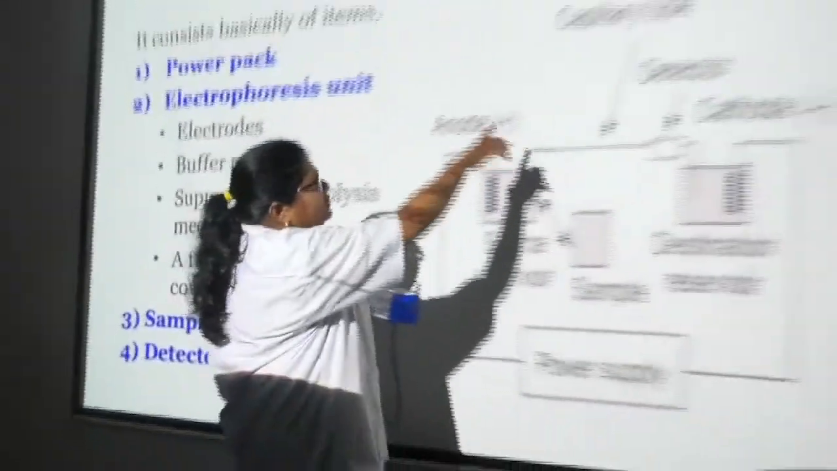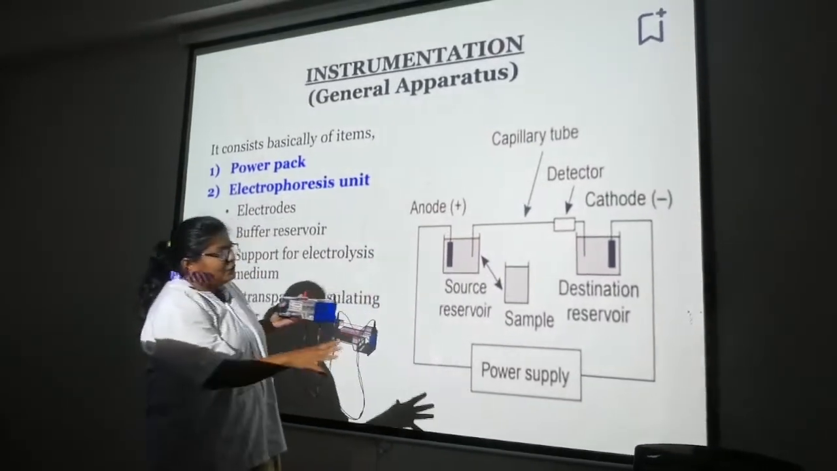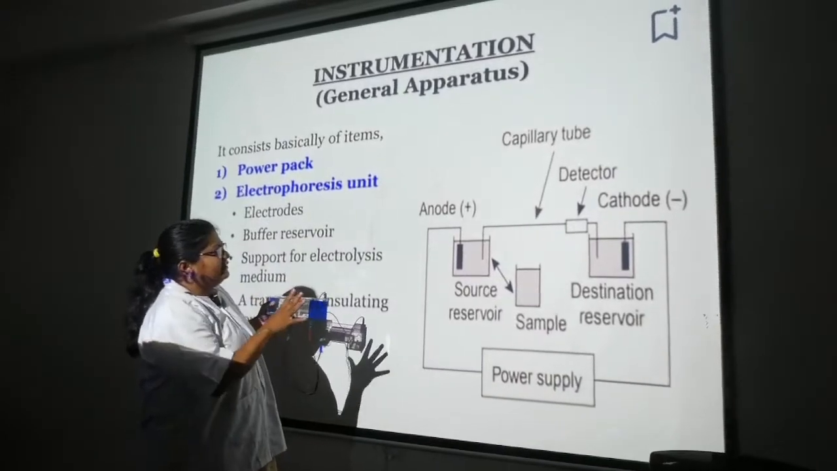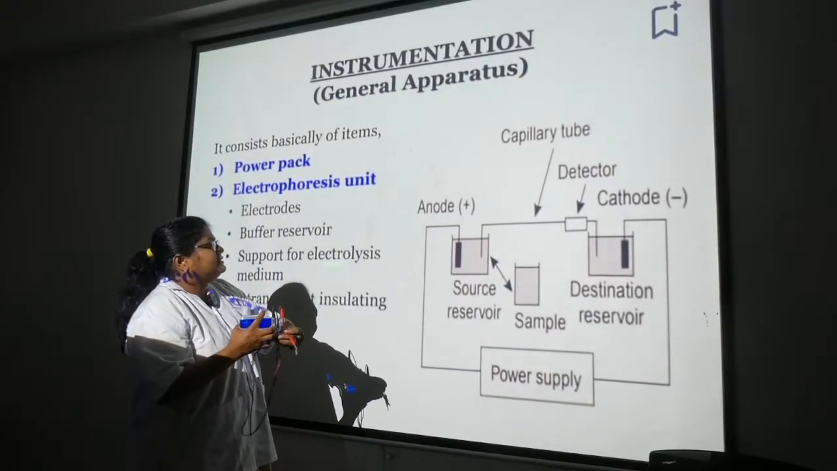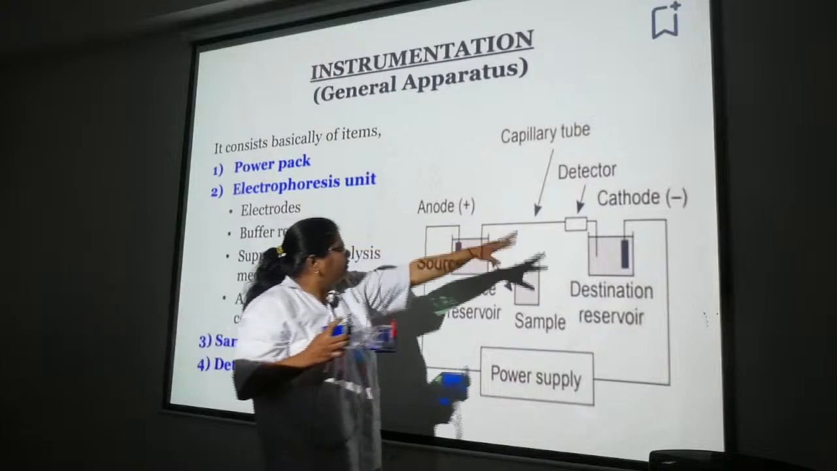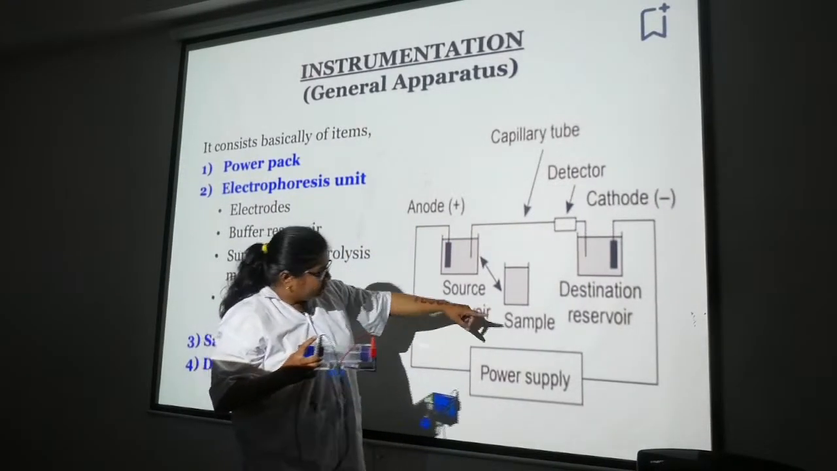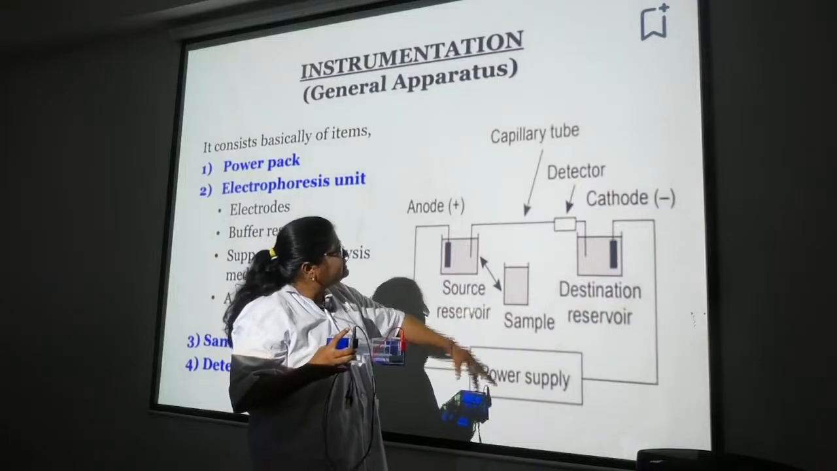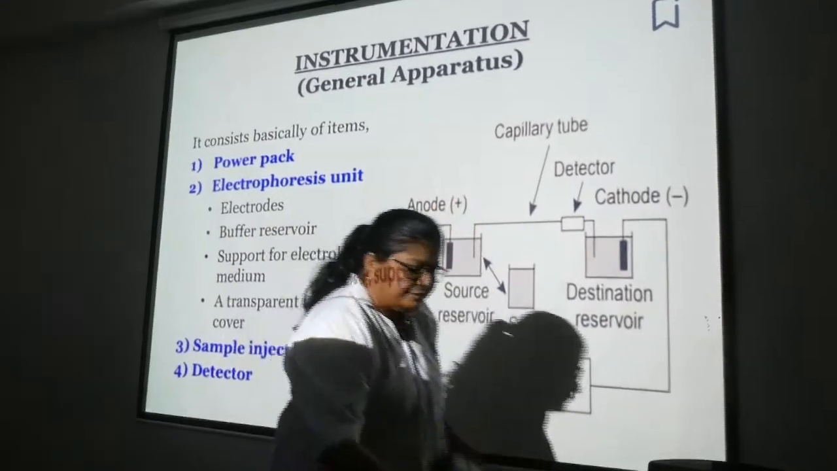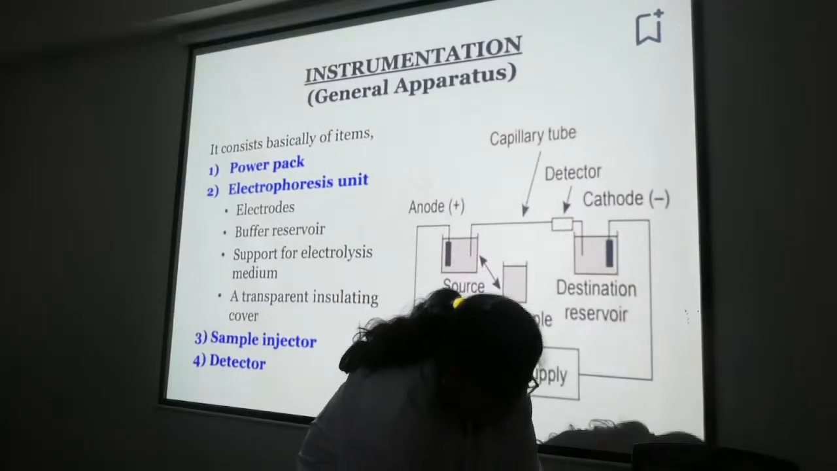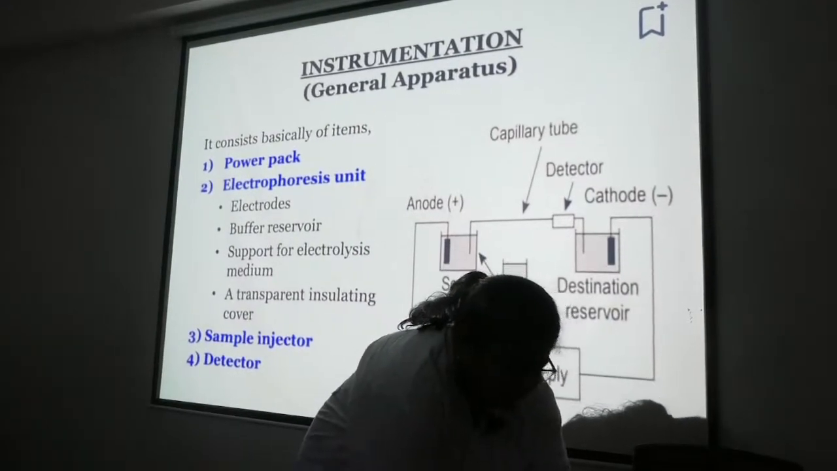It is a picture of capillary electrophoresis. A capillary tube is used, and the whole other system is the same: anode, cathode. Here the sample, power supply, and we detect here. It has a lid, we cover it.